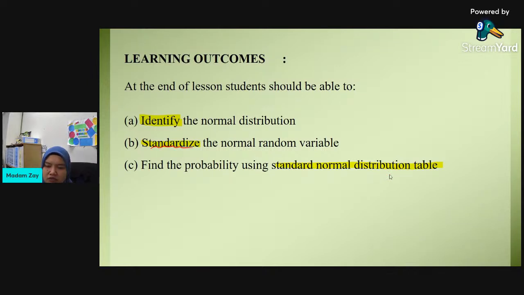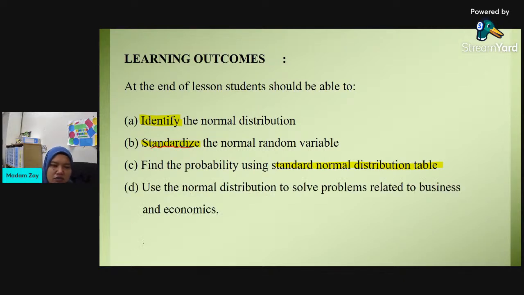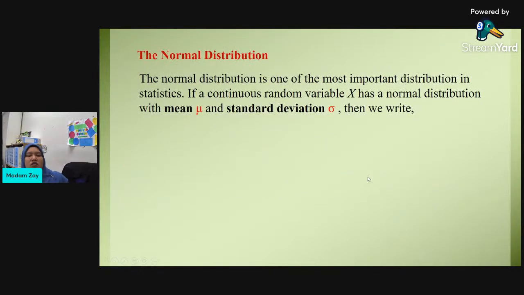Okay, so later we are going to focus on that lah. Okay, we don't have many table for that normal distribution lah. So that's why we have to use one only table. And then lastly, to use the normal distribution to solve problem related to business and economy. As usual, we are going to solve problems. Okay. So the normal distribution is one of the most important distribution in statistics, because usually we are going to assume it normal. Why normal? It's symmetry, betul lah tu.